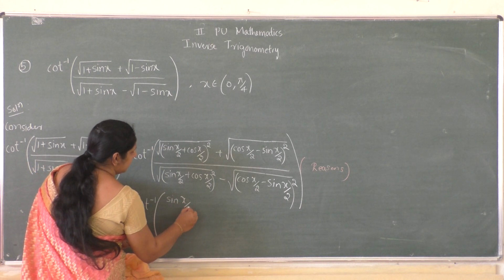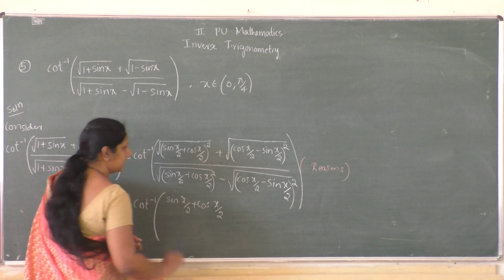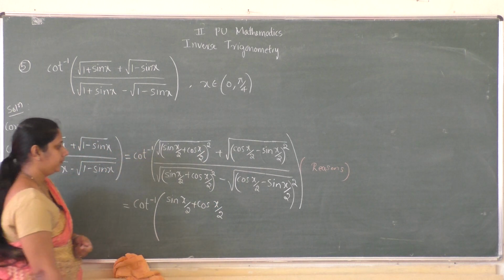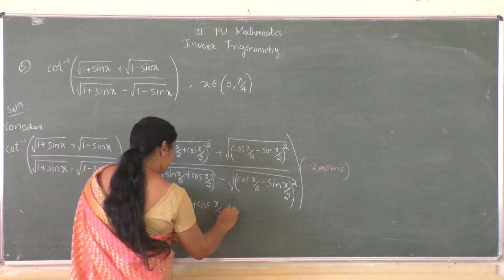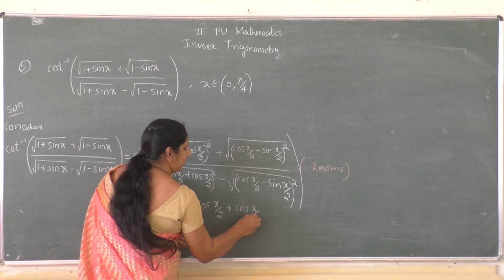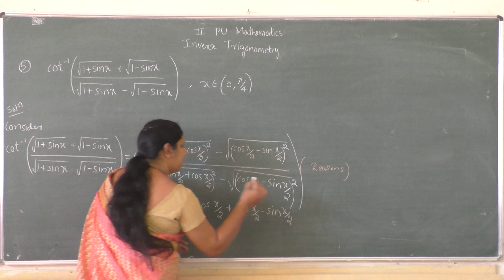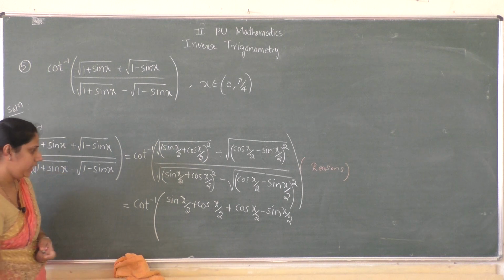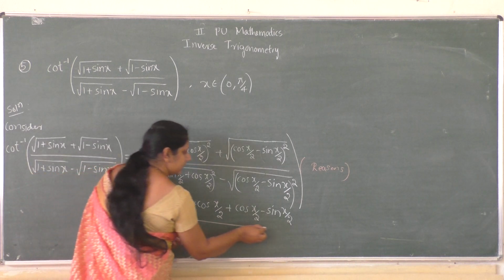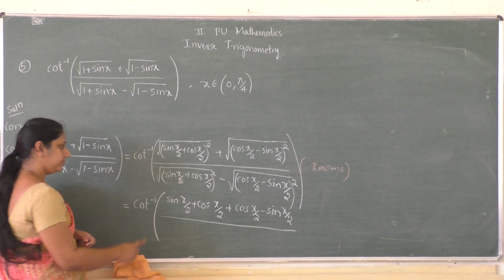It is sin x by 2 plus cos x by 2 plus, here what are the remaining terms? Cos x by 2 minus sin x by 2. This is regarding the numerator. What about the denominator?